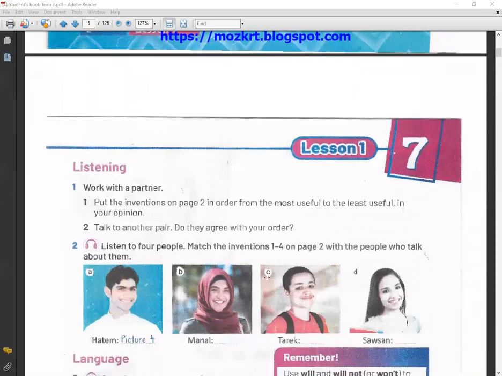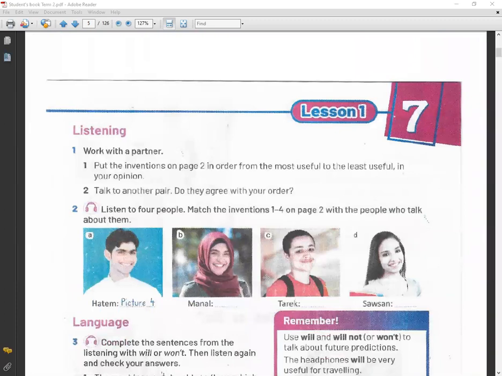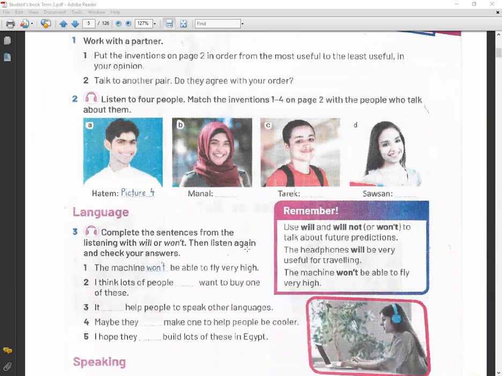Exercise listening, unit 7, part 2, lesson 1. Listening, exercise 1 and 2 is related to the listening, but here in the remember box, we need to revise together the future form with will. As you see, we use will and will not. The abbreviation is won't. This is a usage of future with will, to talk about future prediction.